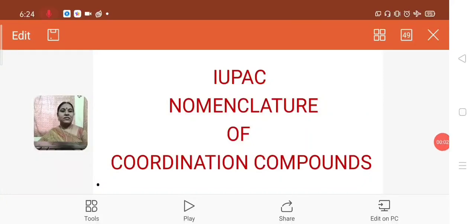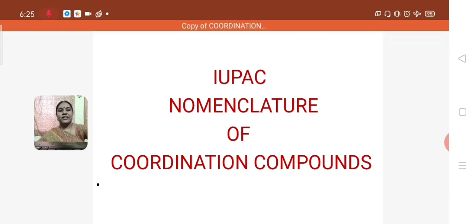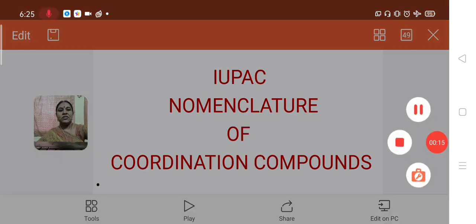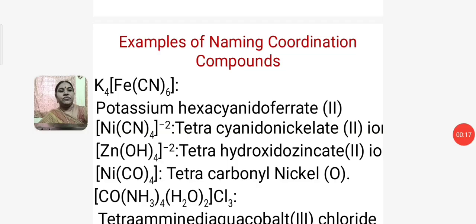In class 11th, we had learnt about the IUPAC nomenclature of organic compounds. Now let us learn about the IUPAC nomenclature of coordination compounds. Let us first take a few examples and then learn the rules while naming them.